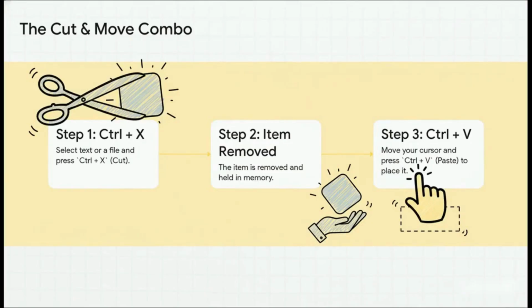Now, unlike copy, Control+X is for moving things. It cuts the selection from its original spot. Think of it like you're picking something up, so you can then use Control+V to paste it somewhere entirely new. It's not duplicating, it's relocating.